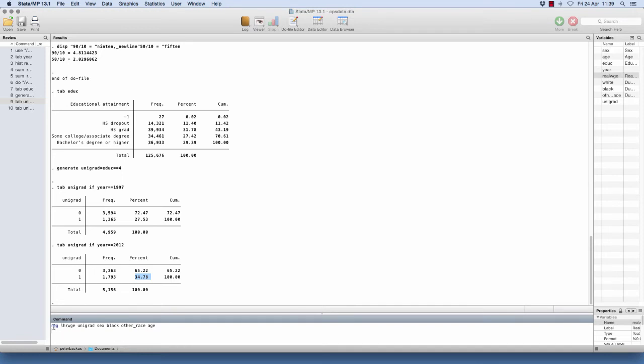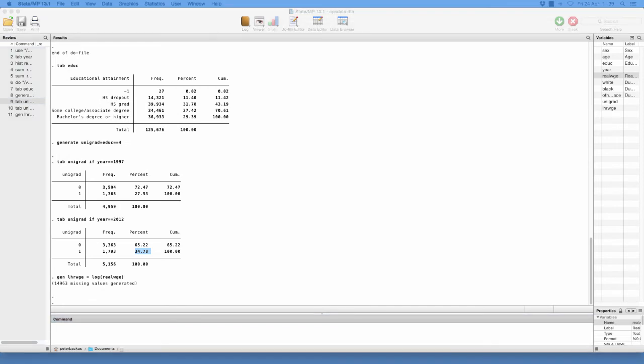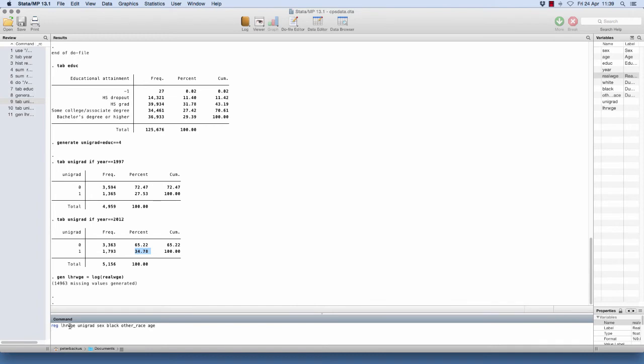So we're going to regress. Oh, sorry, we need to generate our log first. So we need to log wages because we like interpreting things in percentages. So generate a new variable. I just called it l_hourwage. You can call it whatever you want. Equals the log of the real wage. Okay. Take that. And then we're going to regress that new log variable on unigrad and some other control variables. Okay. But we want to do this just for 1997. Oops, if year equals 1997.